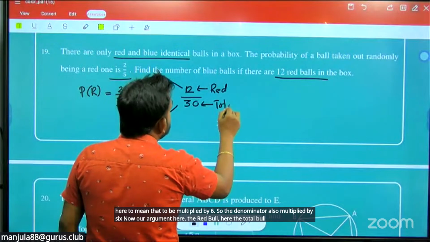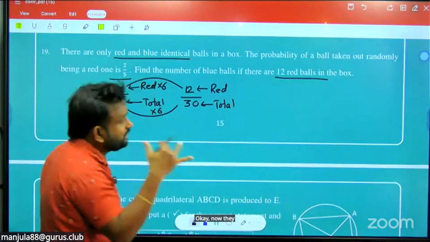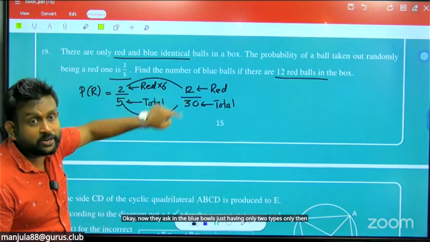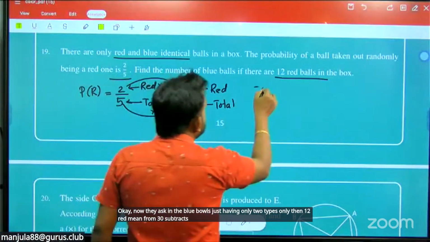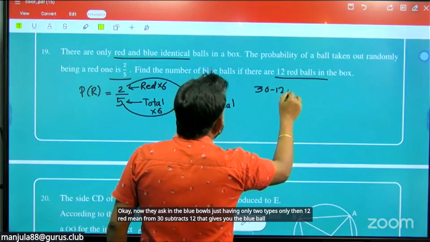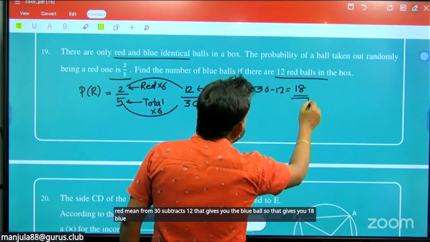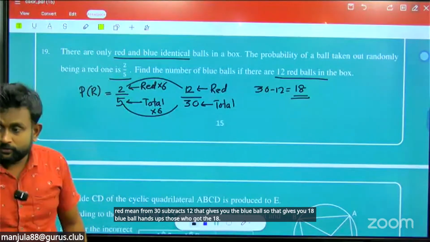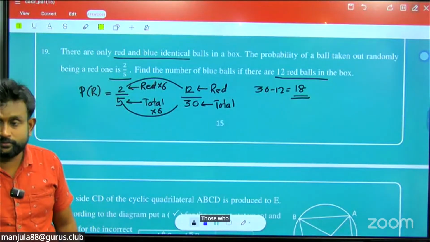Now they ask about the blue balls, and there are only two types. So from 30, subtract the 12 red balls, and that gives you the blue balls. So that gives you 18 blue balls. Hands up those who got the 18. Those who got the 18 answer.